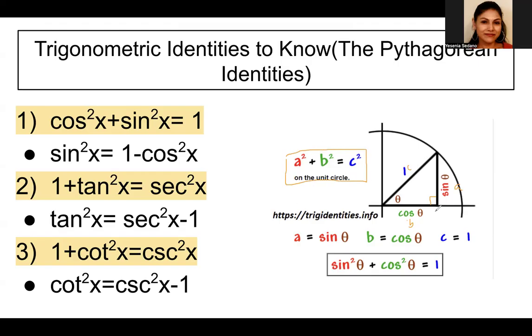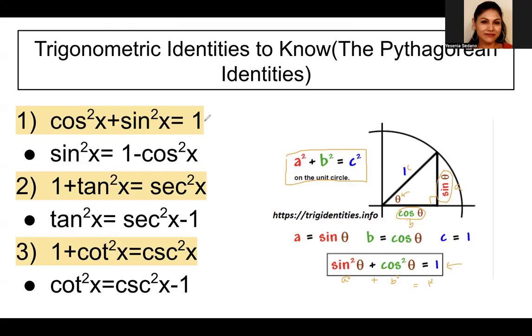On our unit circle, my B was cosine of the angle theta, and my A was sine of the angle theta. And remember, theta, the symbol right here, just represents an angle measure. It could be in radians or degrees. So plugging into the formula, A squared is sine squared, B squared is cosine squared, and C squared, because it's on a unit circle, C is always 1. So 1 squared is equal to 1. So this is where this very important identity comes from, and this is the first of the Pythagorean identities.